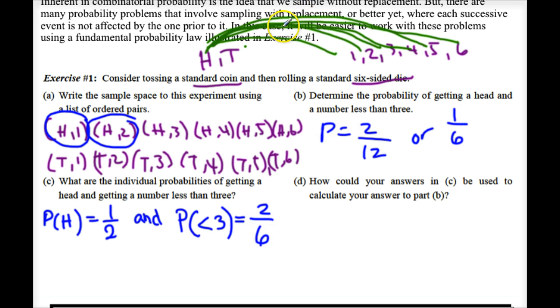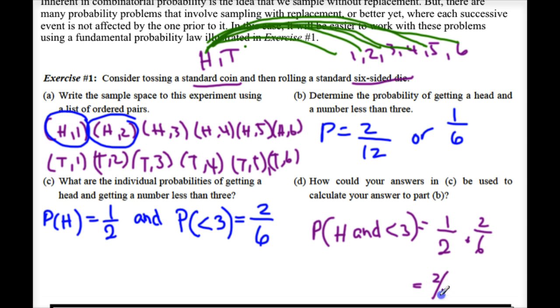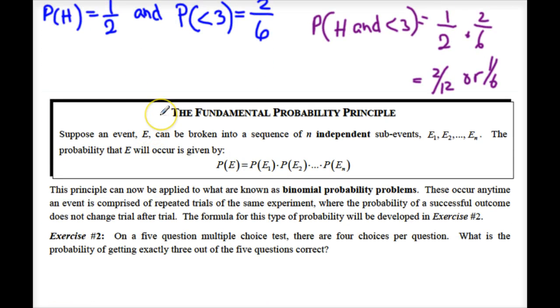How could your answer in C, which is what we just did, be used to calculate the answer in B? So think about what we talked about earlier. I'm being asked to find a probability that it's a head and it is less than 3. And again, we say and means multiplication. So it's 1/2 times 2 over 6, which is actually 2 over 12, or 1/6, which is what we get in B. Okay? Now we're going to move into something called a fundamental probability principle.